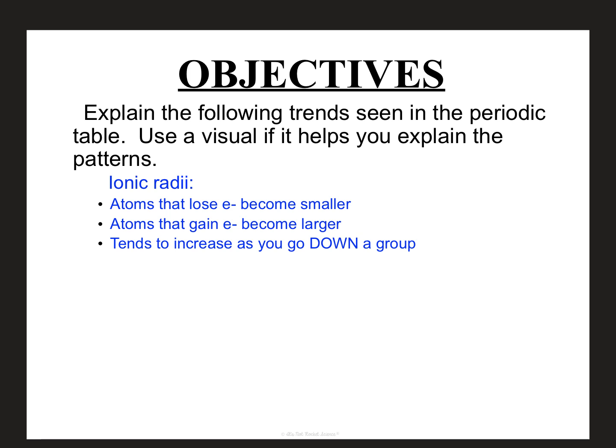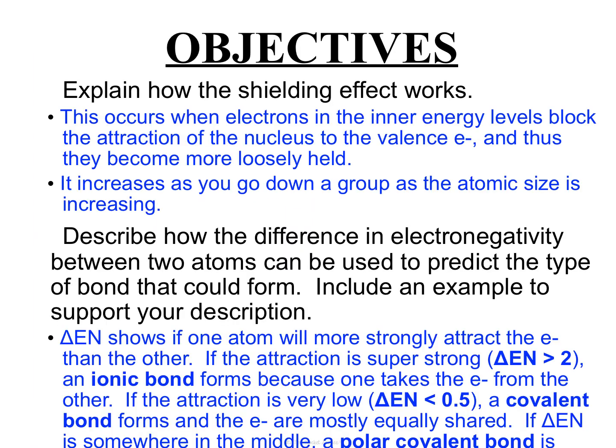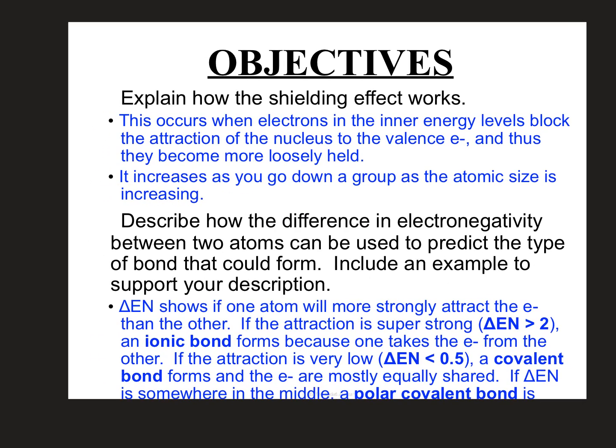So ionic radii: atoms that lose electrons become smaller, and atoms that gain electrons become larger. It increases as you go down a group. This talks about the shielding effect.